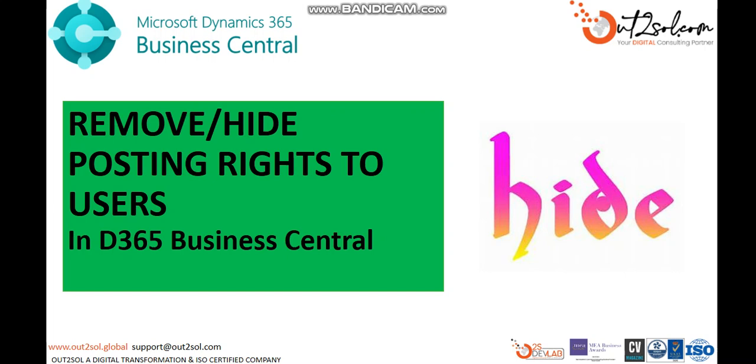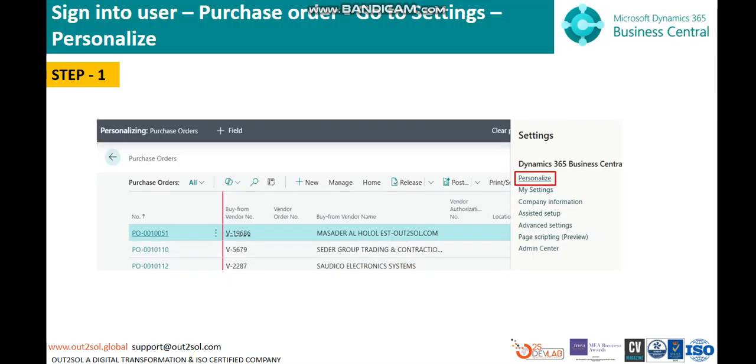Hi, in this video today we will discuss how to hide or remove posting rights for a user in Dynamics 365 Business Central. Now the first step is to sign into your user account, go to the purchase order or any screen you want, go to settings and click on personalize.